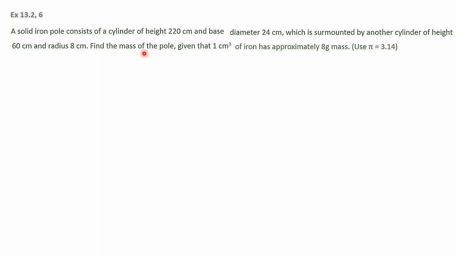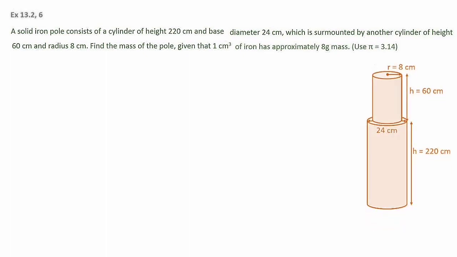We are asked to calculate the mass of the ball, and given that 1 cubic centimeter of iron has approximately 8 gram mass. This is called the rate. 1 cubic centimeter has this much weight. That means we have to find out the total mass of the ball. The value of pi is given to you here. Let's visualize the question. The first one is a bigger cylinder, as I mentioned before. 24 is the diameter and height is 220 centimeter, and the smaller one, surmounted in the sense just kept on top of the other one, has height 60 and radius 8 centimeter.